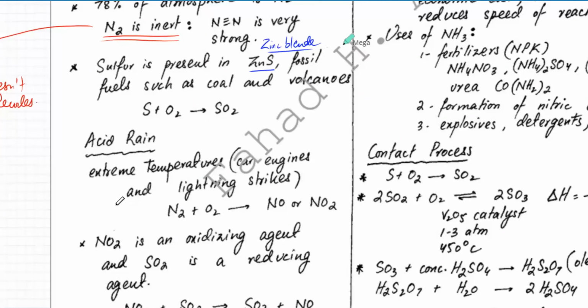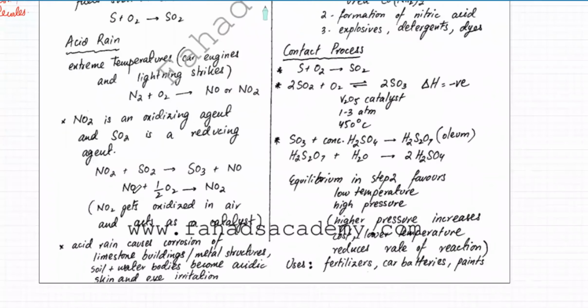So how is acid rain formed? Again, this is O levels. Extreme temperatures in car engines and lightning strikes heat up air. So air burns up. What's happening is that air burns up, catches fire. The nitrogen, which is supposedly very inert, ends up reacting with the oxygen in the air, and they end up forming the oxides of nitrogen, nitrogen dioxide or nitrogen monoxide. This NO2 is a very good oxidizing agent, and SO2 is a reducing agent. So they both react together.